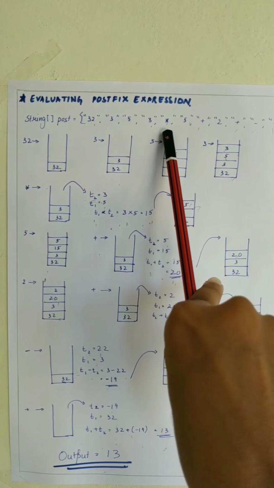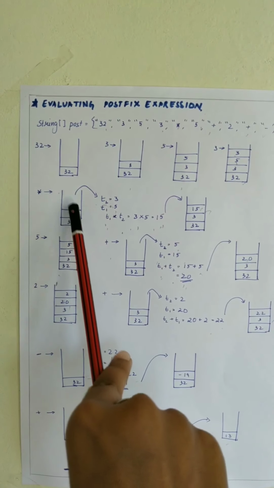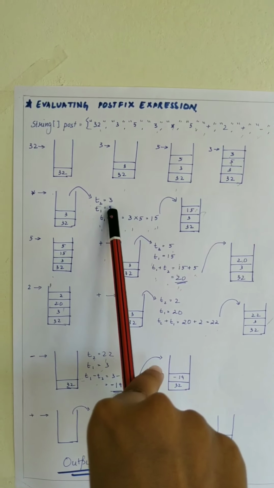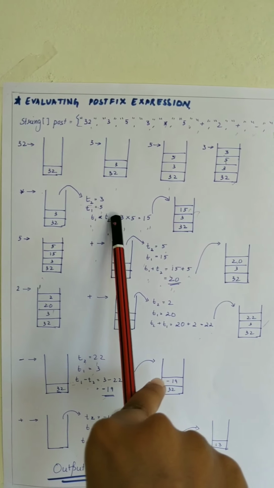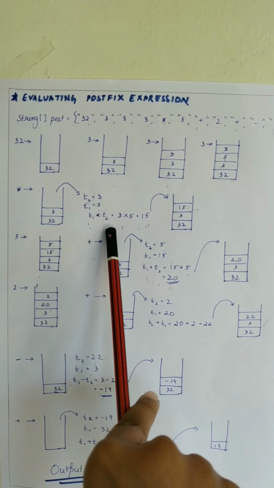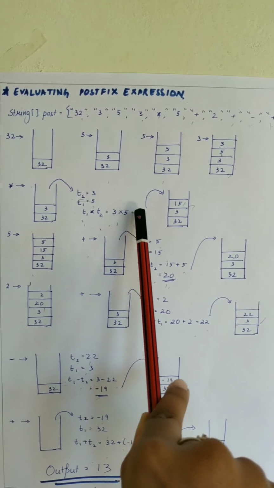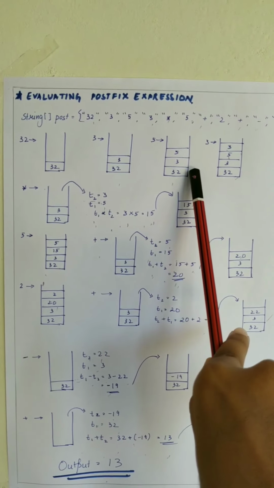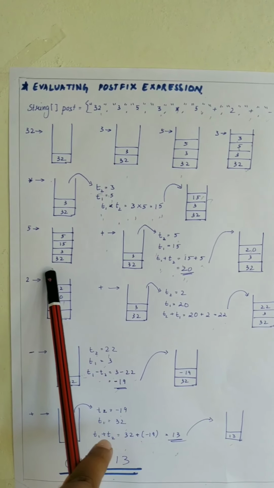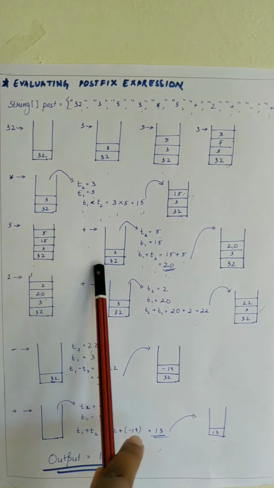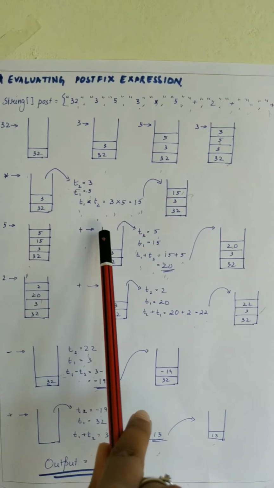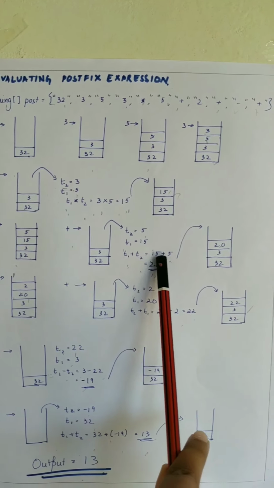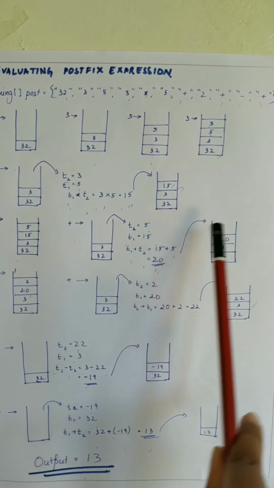The next element is a multiplication symbol. So we just take the peak of the stack and store it into the integer t2, and thus t2 becomes 3, and similarly t1 becomes 5. Then the action is performed as t1 into t2 equal to 3 into 5, which gives 15, and this 15 is pushed into the stack. The next element is 5, which is a digit, so it is simply pushed into the stack. The next action to be performed is addition, since it is a plus symbol, and thus t2 becomes 5, t1 becomes 15, and t1 plus t2 equal to 15 plus 5 equal to 20, which is stored into the stack.